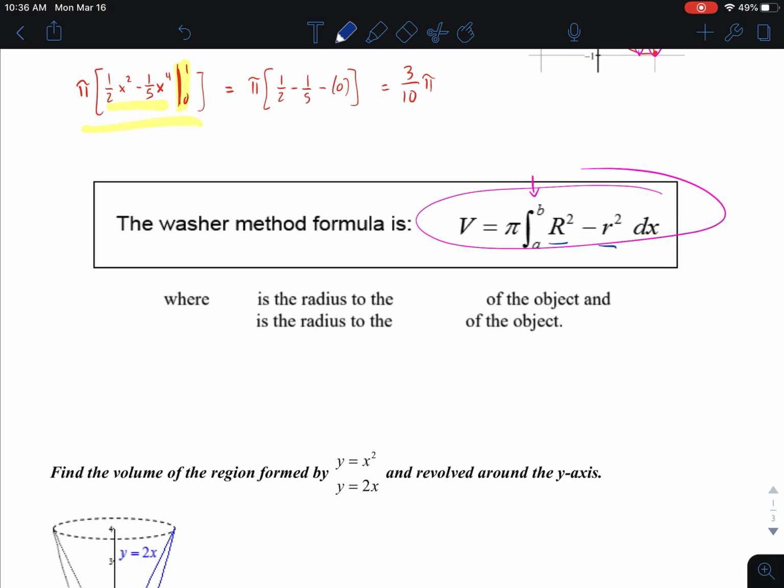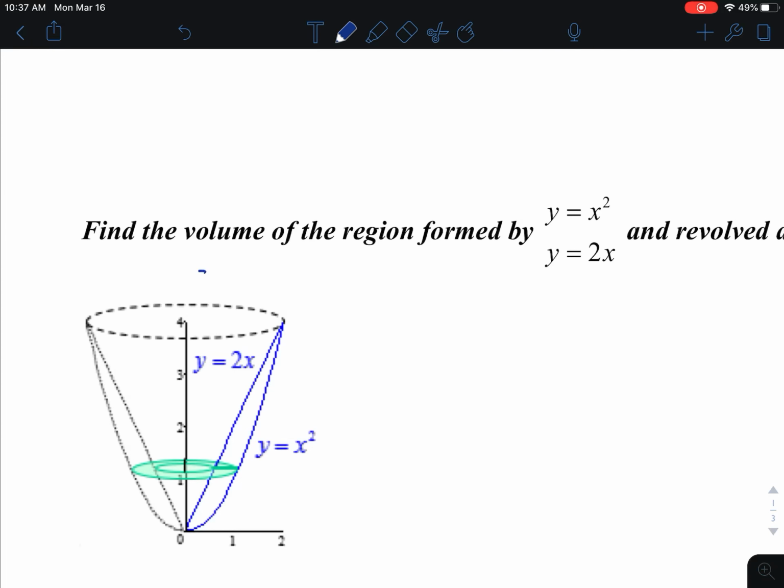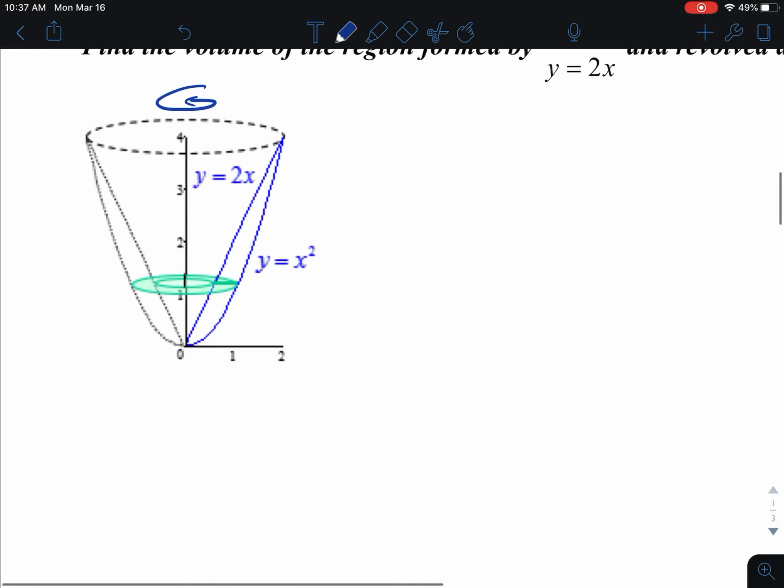Some quick notes. The capital R is the radius to the outside of the object, and the little r of x is the radius to the inside of the object. Okay? Let's try one now where we're revolving around the y-axis. So we're revolving around this. Okay? So chances are, you could already see our washers are going to be stacked up the other way. So instead of dx being the thickness, we're probably going to have dy as the thickness.